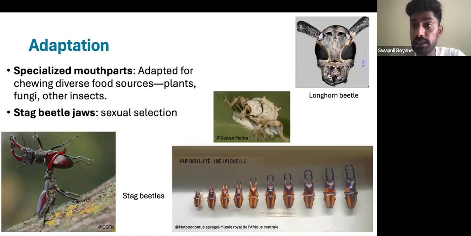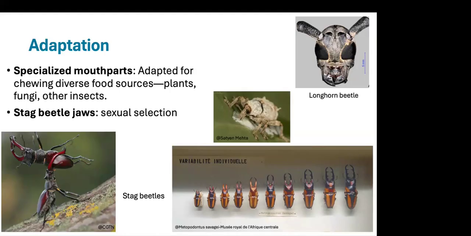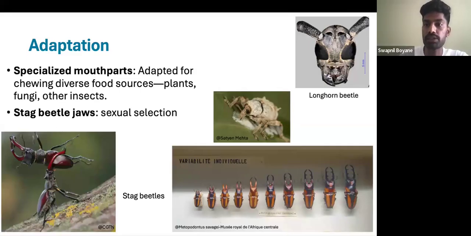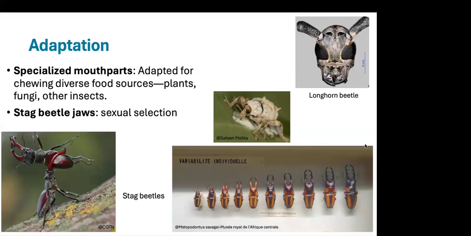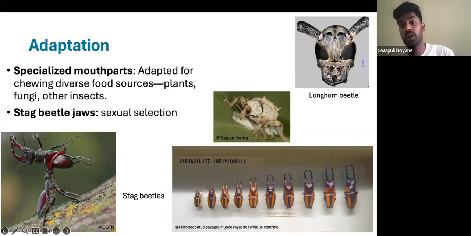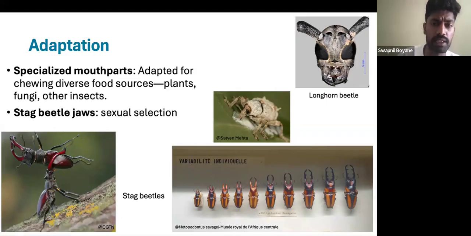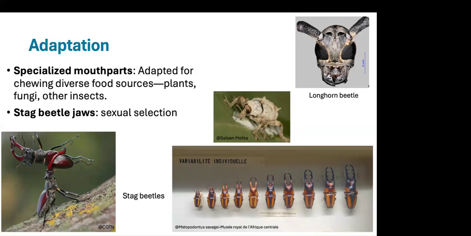Each beetle family has adapted to certain different modifications of mouth parts. Though they have the chewing type of mouth parts, the shape and size is different, and that's mainly because of their biology and feeding patterns. For example, longhorn beetles, you might have seen them, have very sharp mandibles. The reason for having sharp mandibles is to cut wood. This is the front view of a longhorn beetle, and the strong mandibles help them cut hardwood.